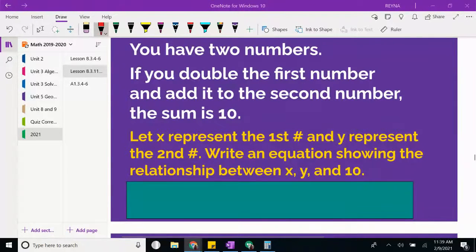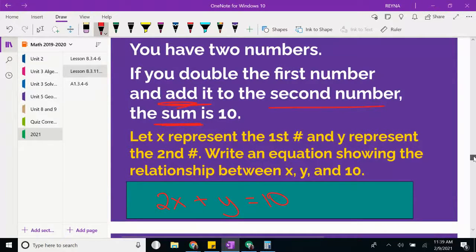Let's try to dissect that. So it says if you double the first number, so that means there are how many of the first number? There are 2. So 2 of our first number, and then it says add, so we're going to put a plus sign, to the second number. So second number is a different variable, and the sum, which means equals 10. Ta-da, we did it. So it wasn't too hard of a riddle.